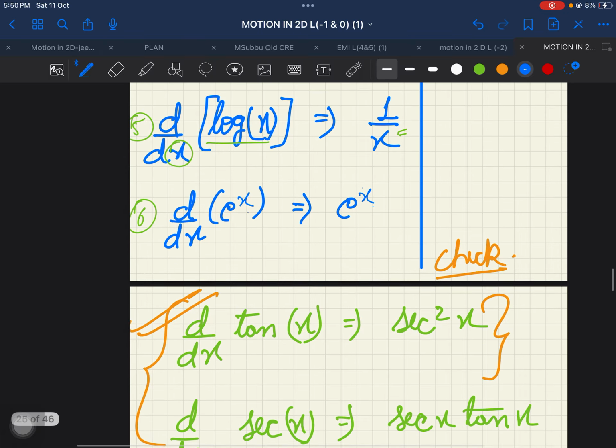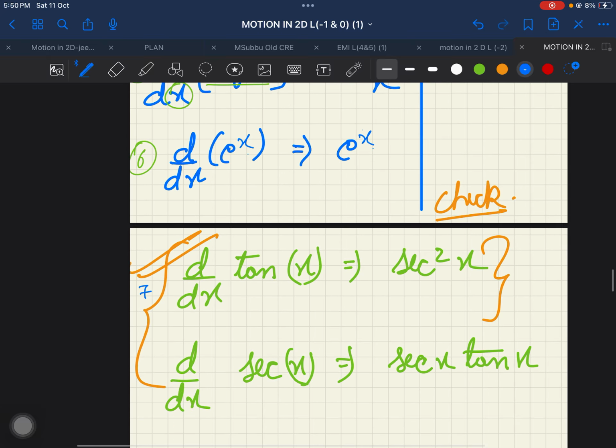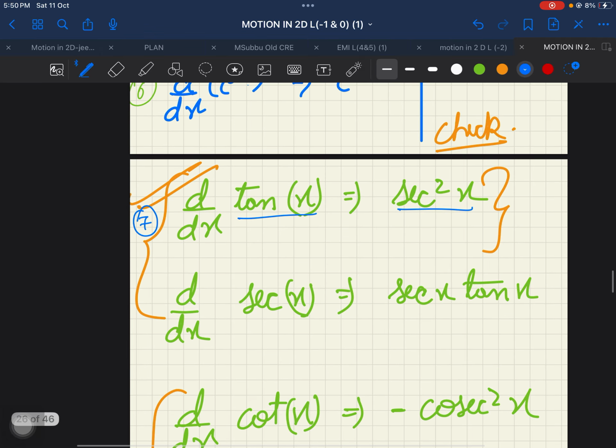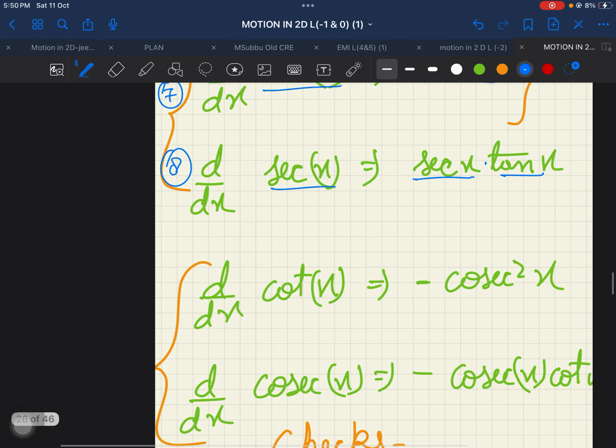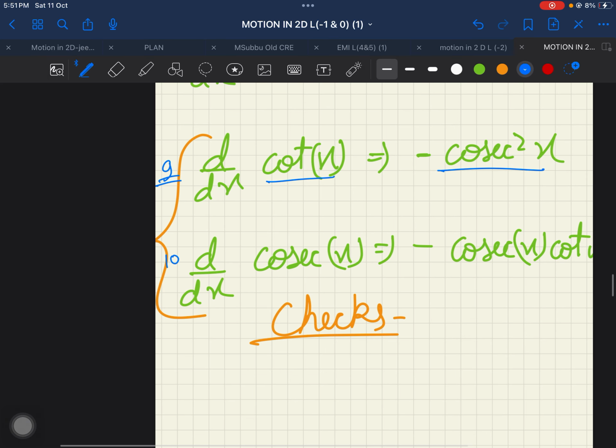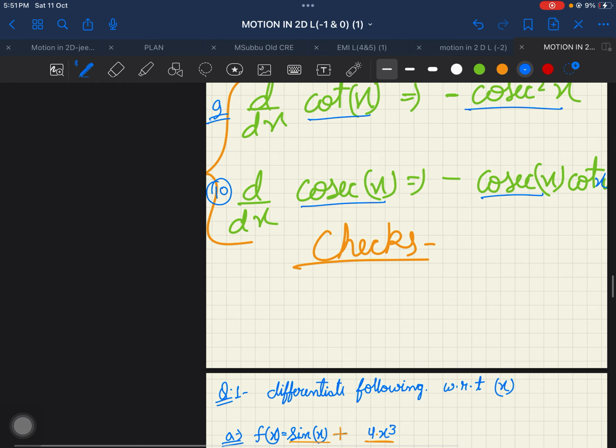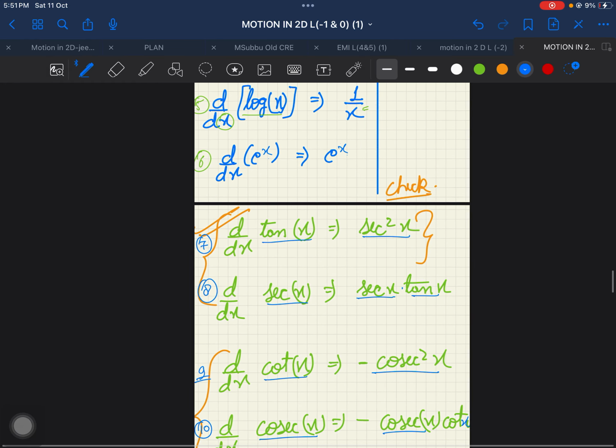So these are the formulas. Now the seventh formula: the differentiation of tan x is sec square x. You have to just learn this. Eighth formula: the differentiation of sec x is sec x tan x. The differentiation of cot x is nothing but minus cosec square x. The differentiation of cosec x is minus cosec x cot x. That's it. So these are the formulas that you have to learn by heart for differentiation.